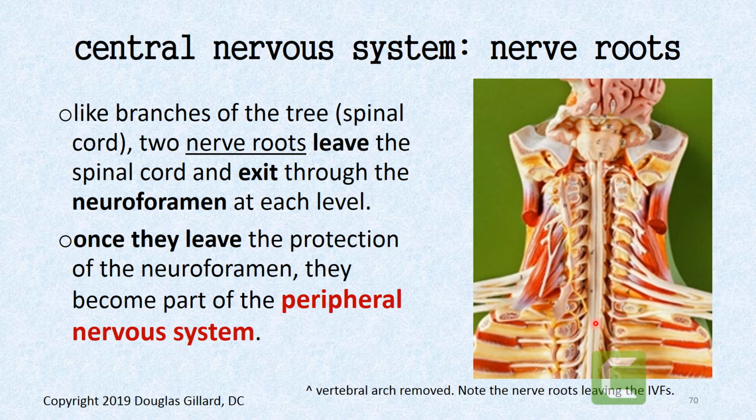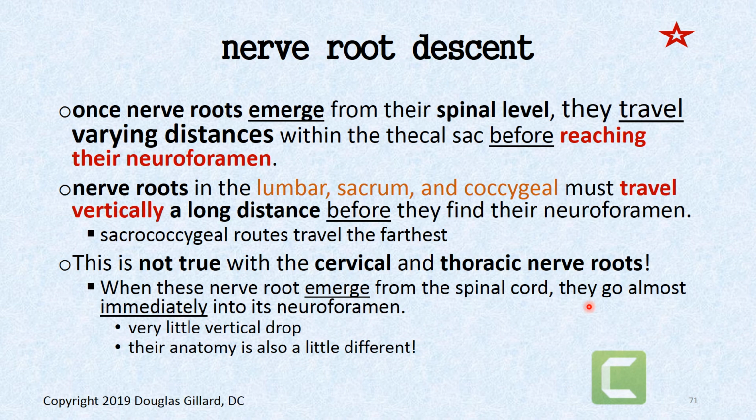We'll study that. You'll study that as you go through neurology. But they drop down a hair, and then they go right out their neuroforamen. So their vertical drop is not much. But remember, down in the lumbar spine, the vertical drop is tremendous. They have to hang and go a long way is the point of that. And they're a little more vulnerable when they're hanging down.